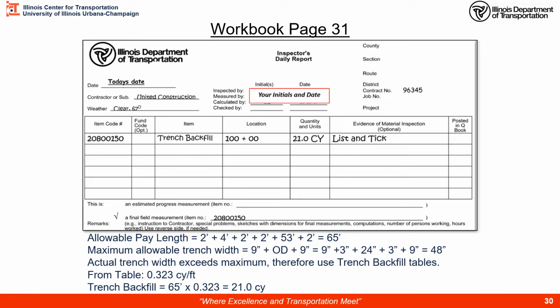We have our header information that was provided, our item code, our pay item is trench backfill, the location, we calculated out the 21 cubic yards, evidence of material inspection, look that up in one of 2 locations. If you want to use the documentation guide for evidence of material inspection, it is located in C, in this case C4. At the bottom, you'll see section 208, trench backfill, and it's required to have the approved source and a shipment ticket, which is list and ticket as noted.